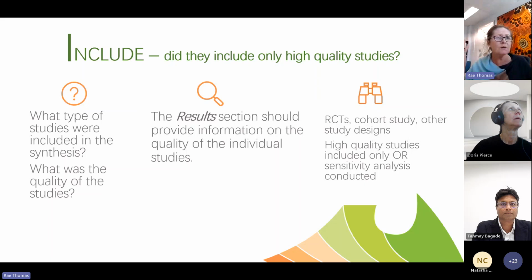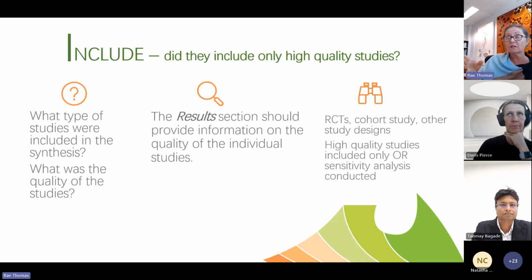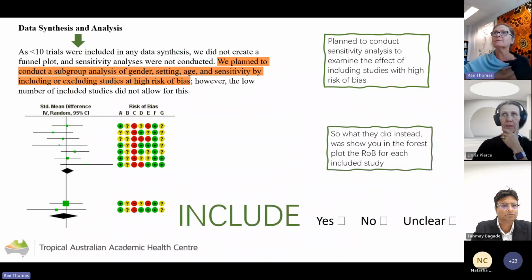Most of this I'm going to find in the results section, all right? There might be a little bit in the methods section, particularly for high impact journals. They might have a data synthesis section or a data analysis section. Mostly it'll be in the results section. What am I looking for? I'm looking for statements that talk about high quality studies being included, or sensitivity analysis being conducted with high quality studies and low quality studies. So I'm going to look at, now they've appraised it, how did they use that appraisal to inform the results of their systematic review? So let's have a look at what these guys did.